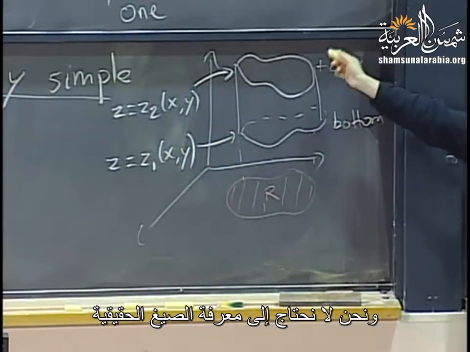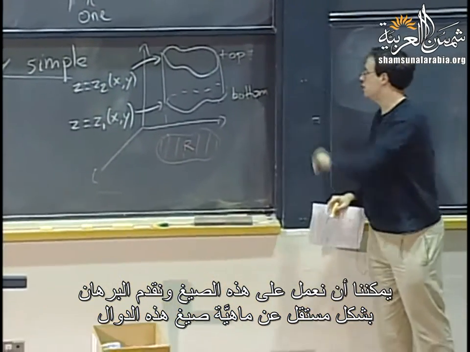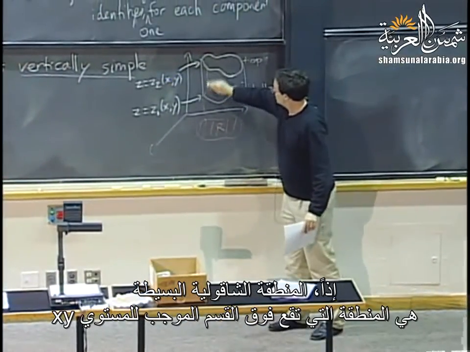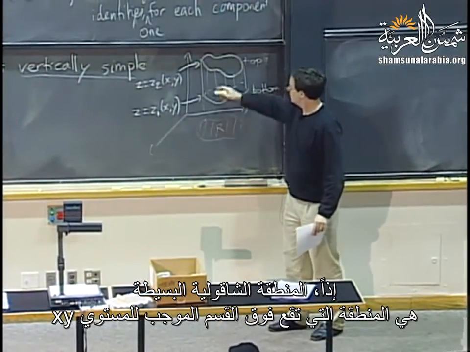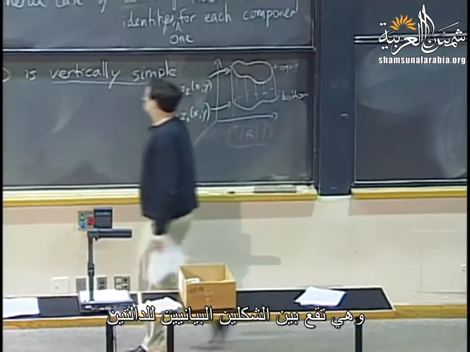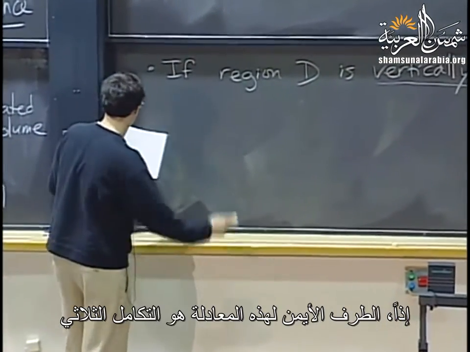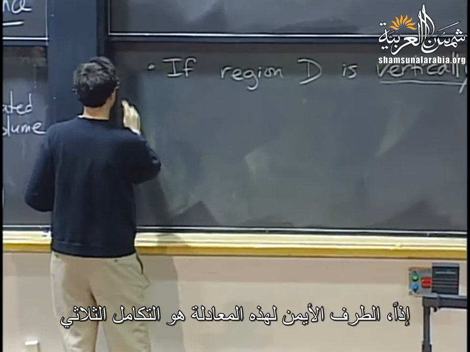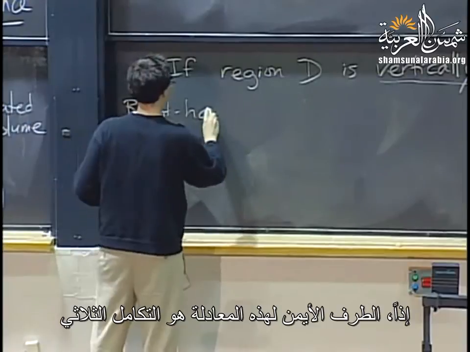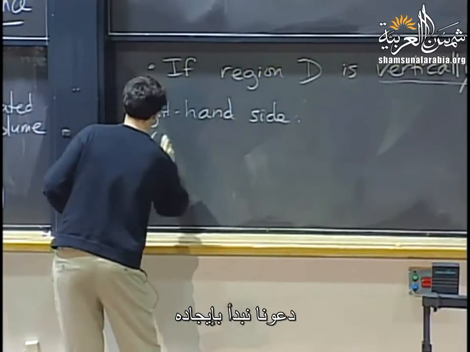Okay, and I don't need to know actual formulas. I'm just going to work with these and prove things independently of what the formulas will be for these functions. So anyway, a vertically simple region is something that lives above a part of the xy plane and is between two graphs of two functions. So let's see what we can do in that case. Okay, so the right-hand side of this equality, that's the triple integral. Let's start computing it.